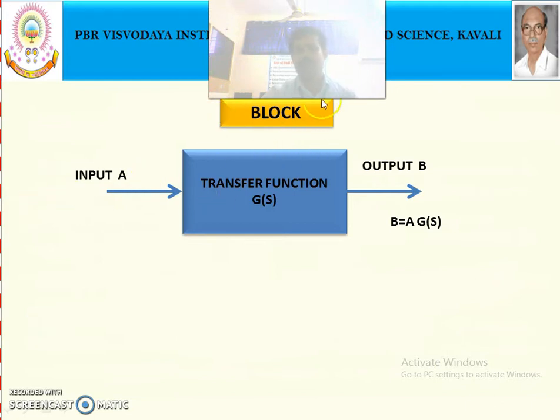So now we are going to see the block diagram. So what is a block? This is a block, and it is nothing but a symbol. Here the input is A and the output is B, and the transfer function G(s) is written inside this block. The output B is nothing but the product of the input A and the transfer function G(s). The arrowhead towards the block is the input. The arrowhead away from the block is the output.